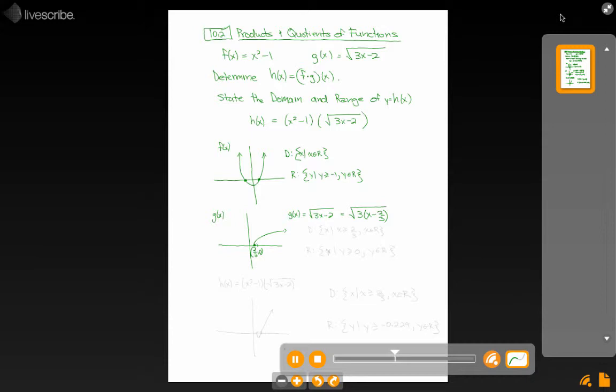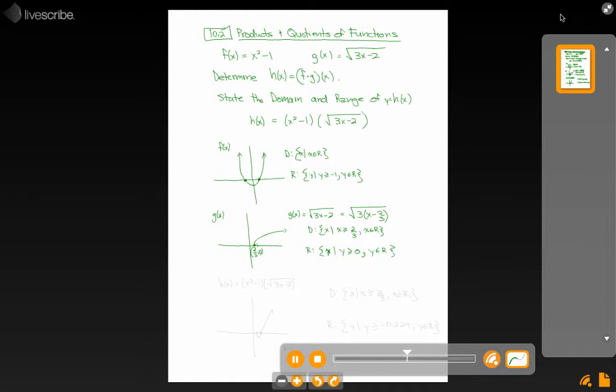This graph up here has x-intercepts at 1 and negative 1, which we'll talk about in a second. The domain of this graph is more interesting in that x does have to be greater or equal to 2/3. All real numbers otherwise are fine. And the range is that y needs to be greater or equal to 0, as is true with many of our square root functions we've looked at.